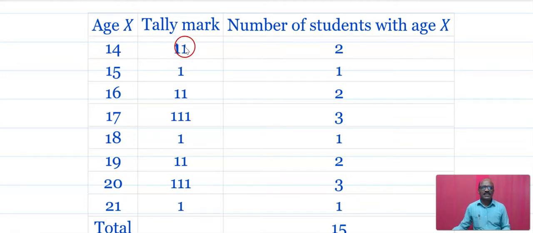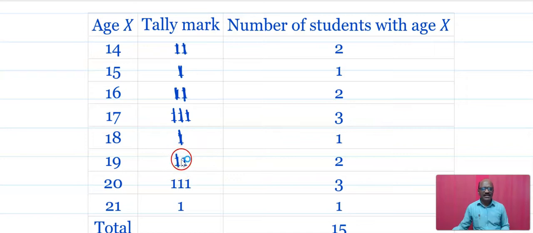For age 14, there are two persons, two students. Next, 15: here is a 1. 16: again, these are two tallies. 17: again, instead of the 1, I am writing the tally. There are 3 students. 18 age: a single student is there.